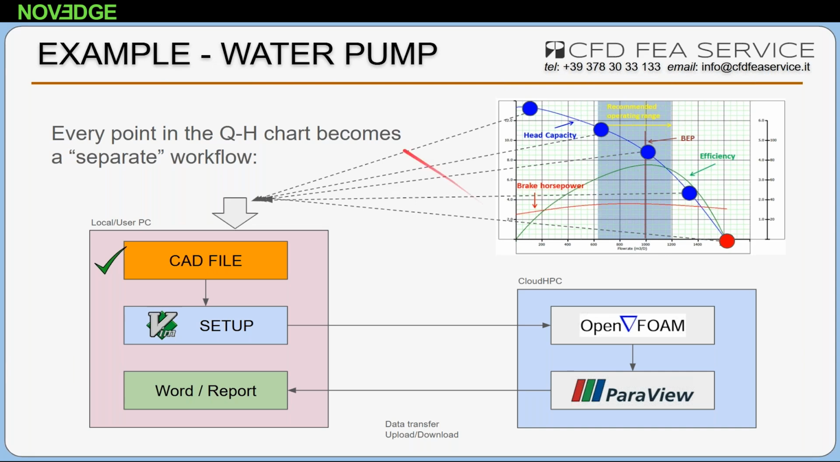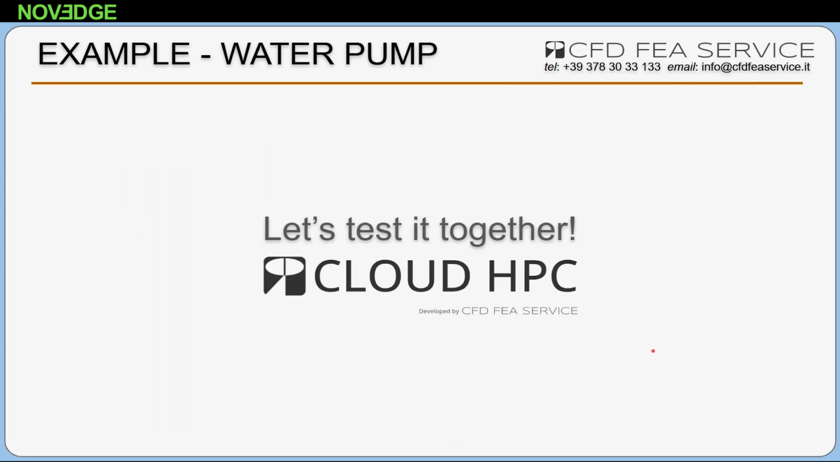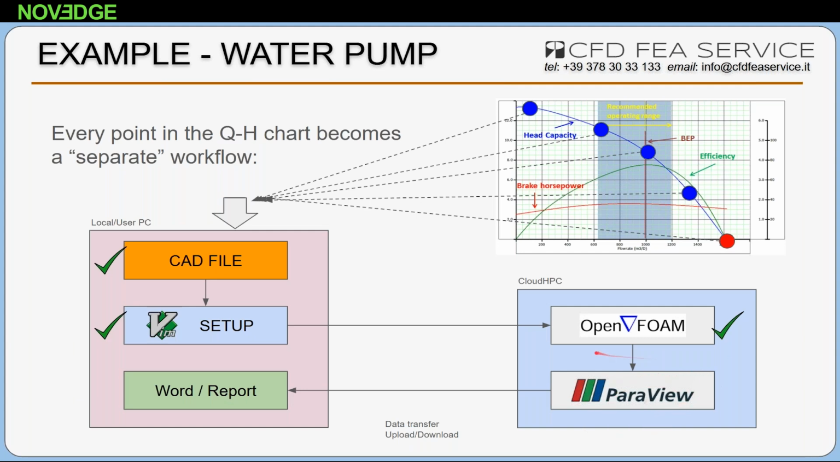Then obviously we take the CAD files, we set up the simulation. In this case in particular, I use a text editor, Vim, in order to set up the simulation. OpenFOAM allows to do that. Other software may have an easier way to set up the simulation. And then I moved everything on the cloud to perform the CFD analysis using OpenFOAM. And we are going to use ParaView to see the results.